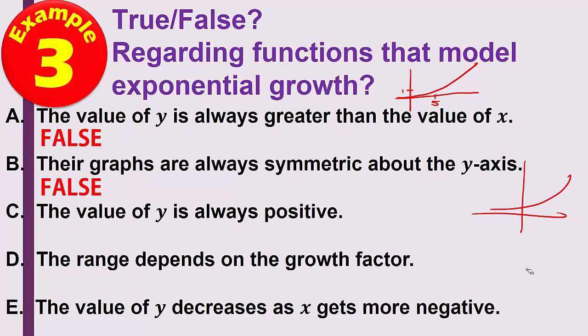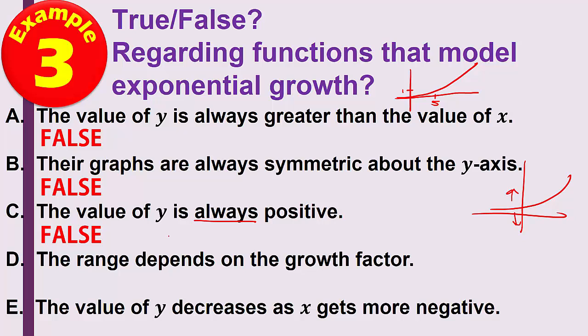The value of y is always positive. Okay, so that's possible. Unfortunately, this "always" here is not necessarily good. The value of y can always be positive, maybe. But if I wrote a function where we had a minus and we were shifting it up or down, okay, that one would be false. So that "always" is what throws that one off.